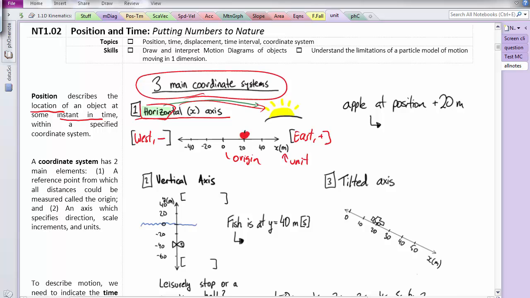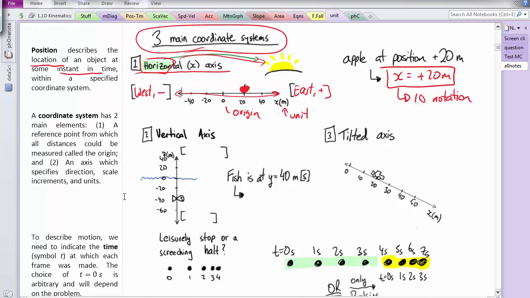So the position of this apple could be at x is equal to plus 20 meters. Because it's on the x-axis, this is what we call 1D notation. This is doable because we are dealing with a one-dimensional axis. Okay, so let's move on to a vertical axis now.